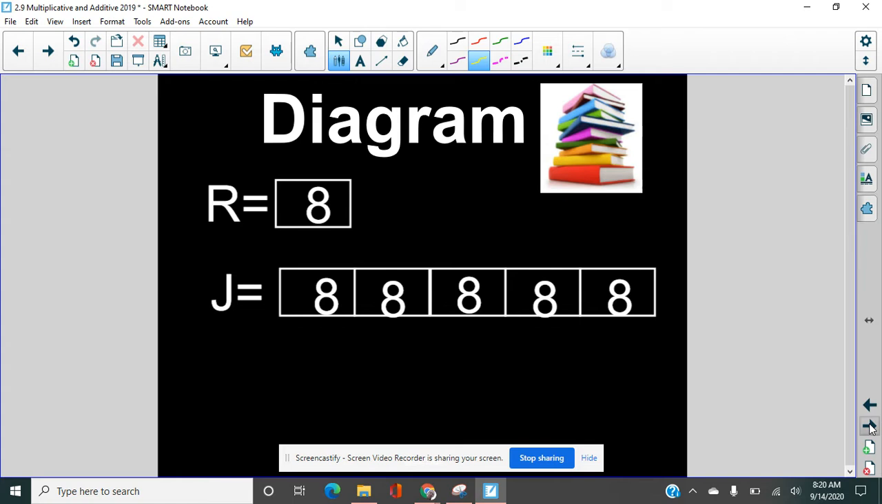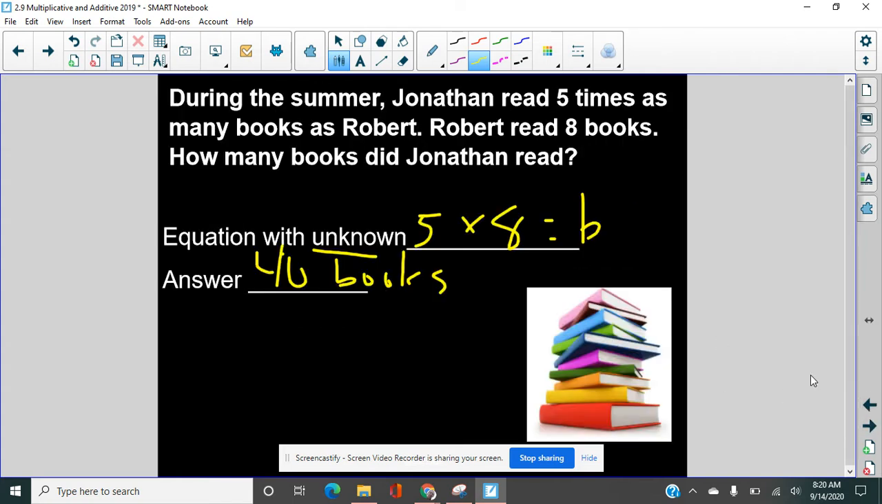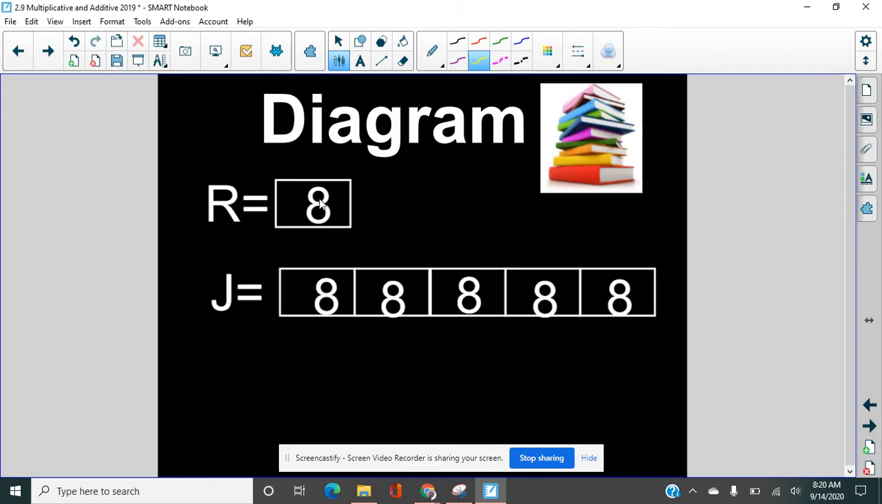Well, before we do that, we can draw this as a diagram. So if we know that Robert read 8, then Jonathan read 5 groups of 8. So we can draw a diagram to represent this, and this is something that you're going to do later as well. So make sure you see how you might represent that.